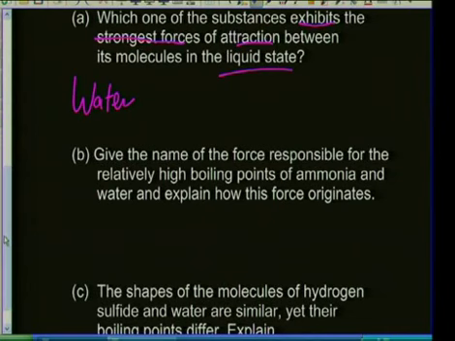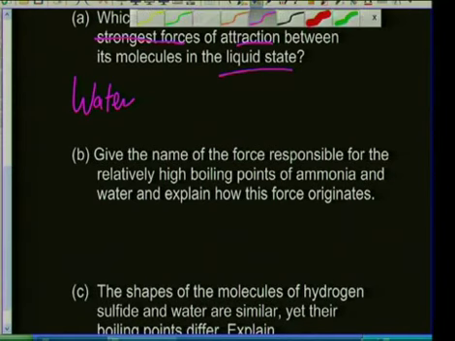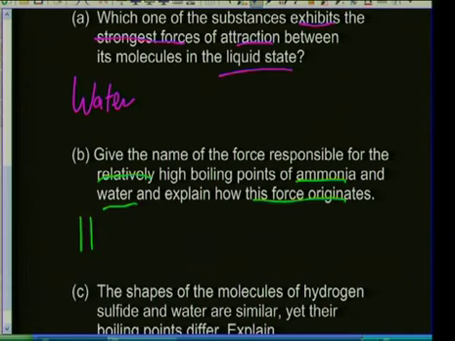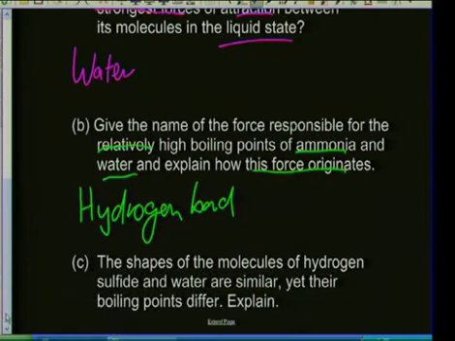Give the name of the forces responsible for the relatively high boiling points of ammonia and water, and explain how this force originates. Now, guys, when we look at ammonia and water, what we need to recognize is the molecules aren't symmetrical. They are very strong dipoles, and they form hydrogen bonds. In both these cases, they're examples of hydrogen bonds. Water and ammonia, and to a certain extent hydrogen fluoride, don't follow the trend. If we took molecules of a similar mass, we would find they have a much lower boiling point. If we looked at the melting points, they'd have a much lower melting point as well. That's what they mean by relatively high, because it's due to the fact that there are hydrogen bonds present. Hydrogen bonds, because they're very strong dipoles and because they're formed between the hydrogen.